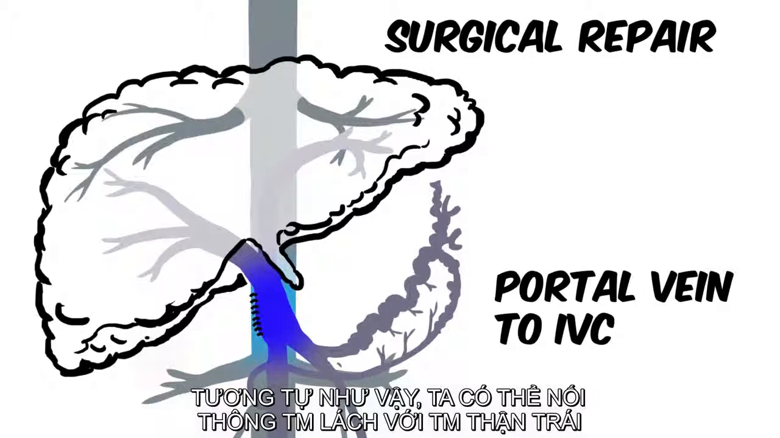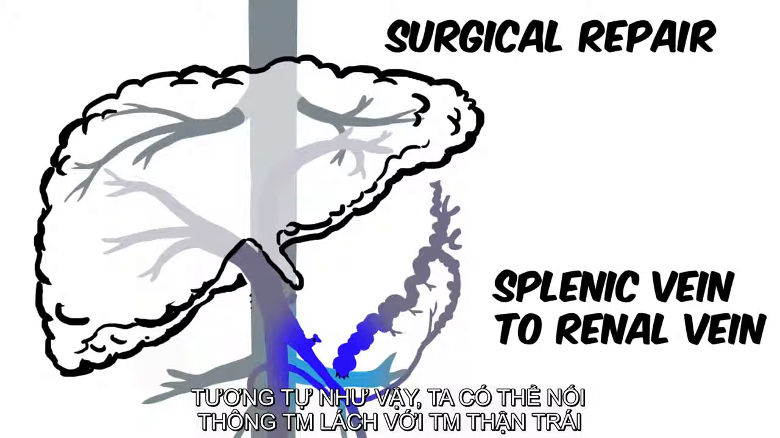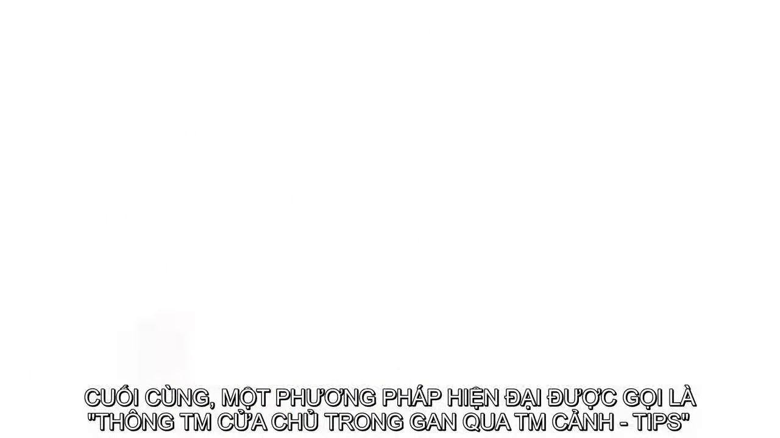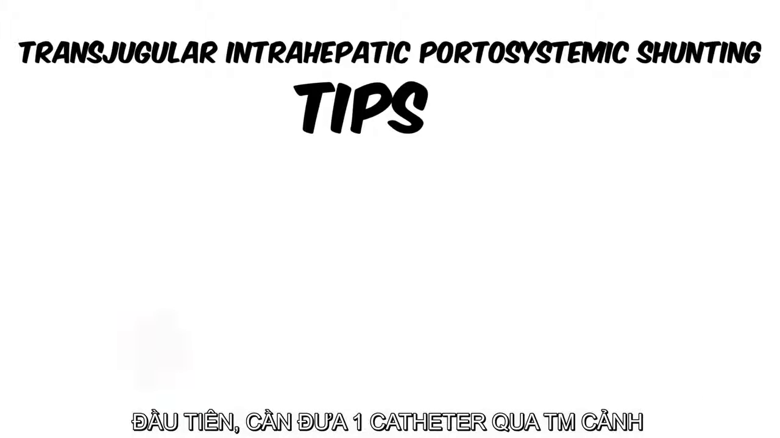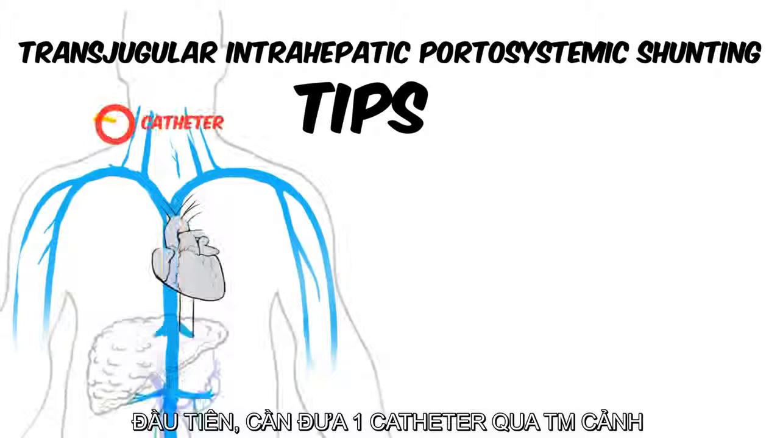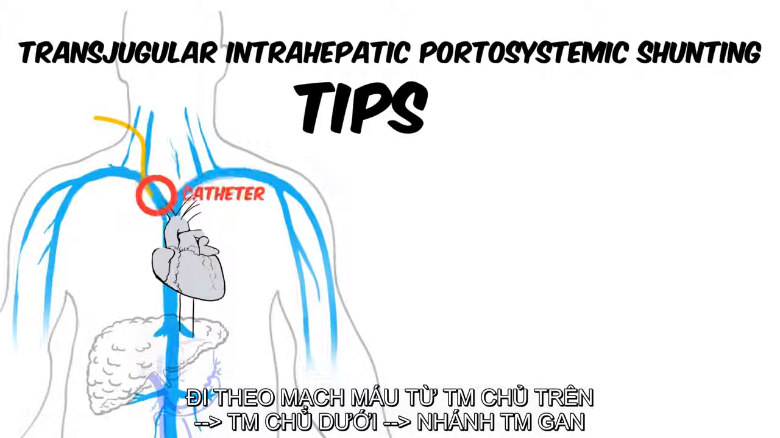Likewise, a portosystemic anastomosis can be achieved by joining the splenic vein with the left renal vein. Finally, a more modern approach is called transjugular intrahepatic portosystemic shunting, or TIPS. TIPS involves inserting a catheter into the jugular vein and threading it through the superior and inferior vena cavas to reach a hepatic vein tributary within the liver.